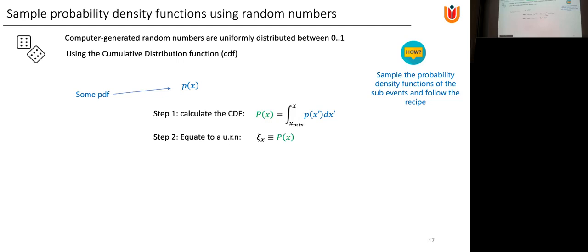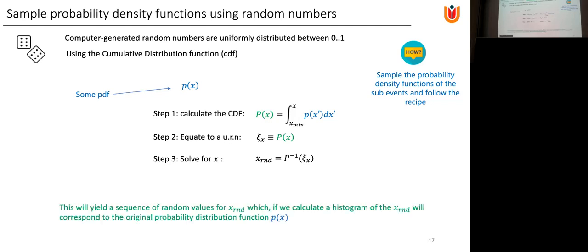Okay. So now we calculated by integrating up until some value x, and we equate that to a uniform random number between 0 and 1. So we draw it from the computer, equate that to what we just calculated, and then invert this equation. So we try to solve for a random value of x by taking the inverse function. If we repeat that process, it will give us a sequence of random x values. And if we then calculate the histogram again, we will get the original probability density function.